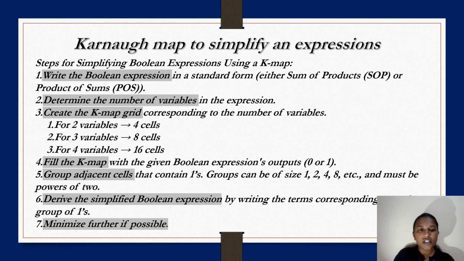After determining the number of variables, we have to create a K-map grid for the corresponding number of variables. For 2 variables, we create a grid of 4 cells, for 3 variables a grid of 8 cells, and for 4 variables 16 cells. Later we fill the K-map with the given Boolean expression's output, 0 or 1. Group the adjacent cells that contain ones; a group can be of size 1, 2, 4, 8 and must be a power of 2. Derive the simplified Boolean expression by writing the terms corresponding to each group of ones, and minimize further if possible.